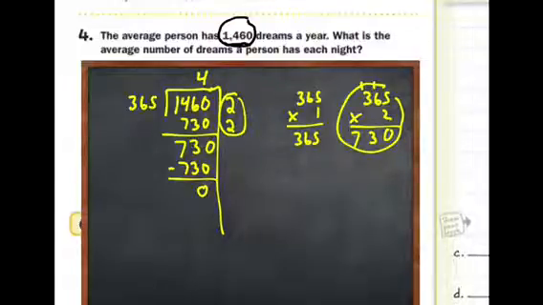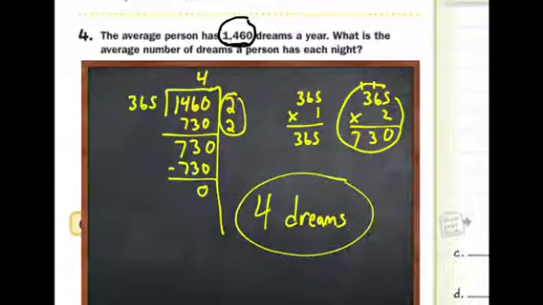So remember, this is a word problem, so we need a label. What is the average number of dreams a person has each night? So my answer will be 4 dreams on average. All right, so that's example 4. Now we're going to go down and try a practice problem below.